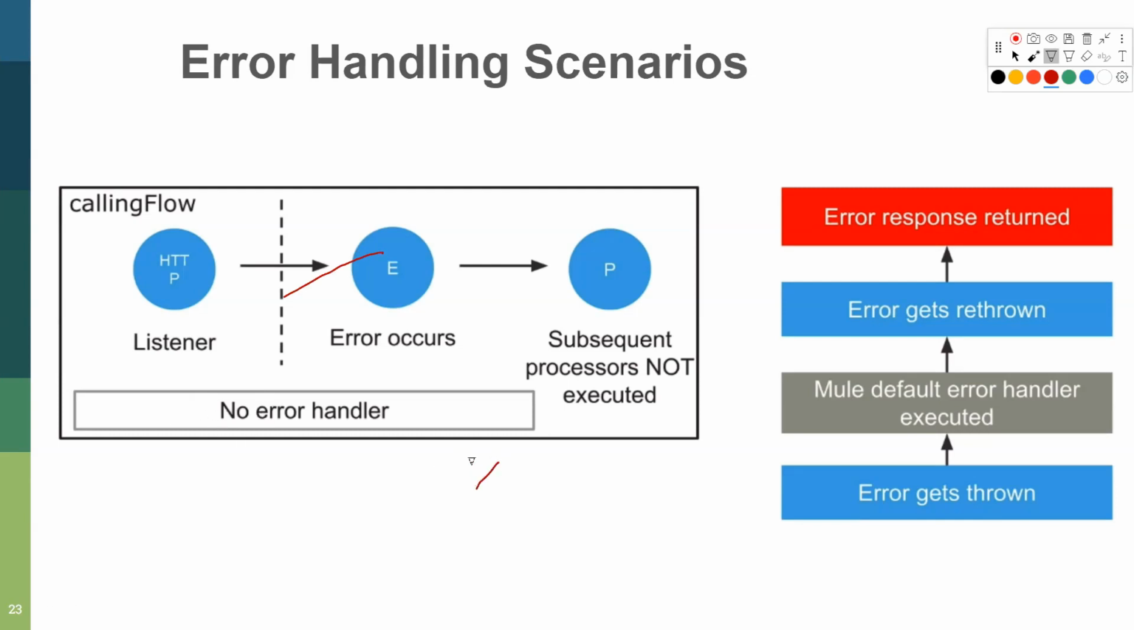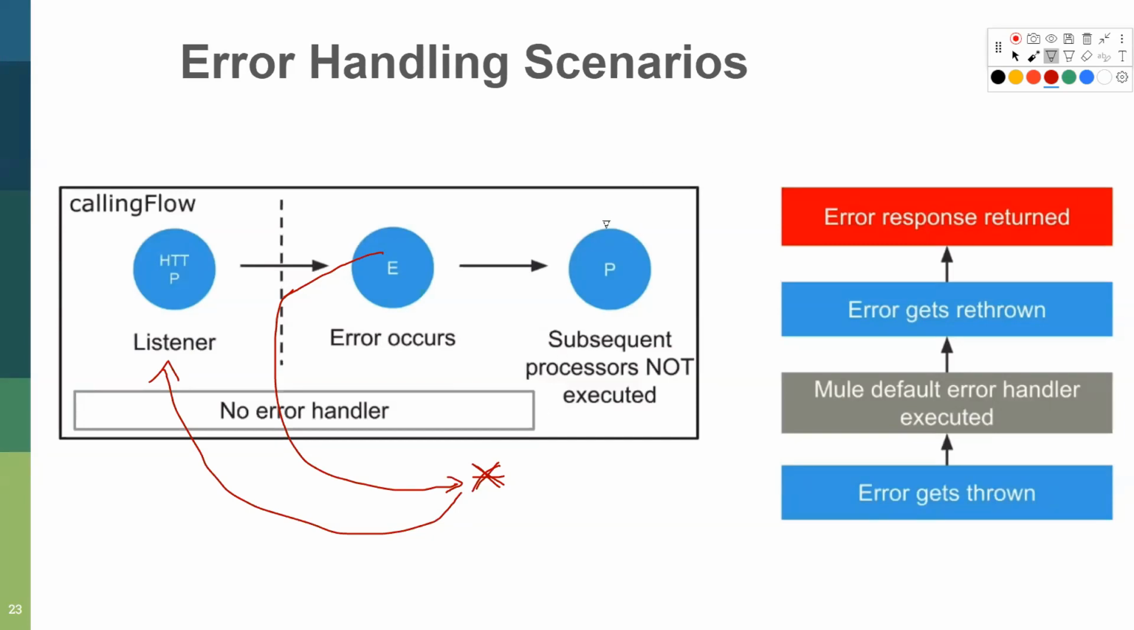So MuleSoft's default error handler, let's say it is here. In this one, the error will get propagated to MuleSoft's default error handler because we have not put any error handler scopes here. So it gets propagated to here, and what MuleSoft's default error handler does is return the error to the caller. So the error gets to the caller. You see it is read in, read out, the same as on error propagate.